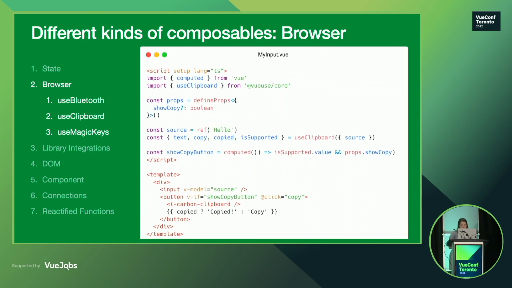So my input.vue might want to have a copy button. So we're going to say define props, show copy, and we're going to use clipboard and say the source is going to be ref hello. And we'll bind v-model to the source, and you'll be able to type whatever you want.